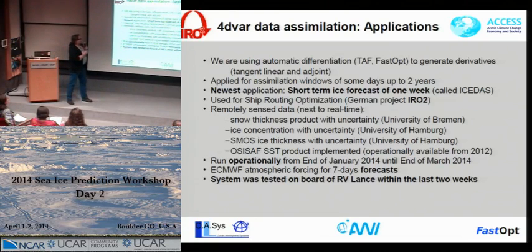What we are doing is to generate the adjoint. If you want to minimize the cost function, it's fine to know where downhill is. And we do that by automatic differentiation. So we generate the tangent linear and the adjoint. We applied the system for assimilation windows of some days up to 2 years. And I would say that's the limit of adjoint data assimilation. So 2 years, then the system gets too nonlinear. Your gradients get very high sometimes.